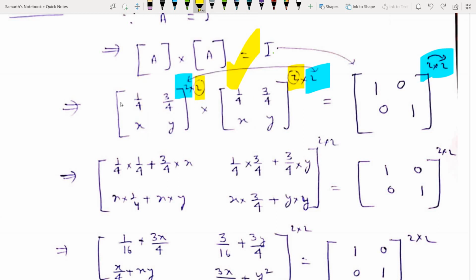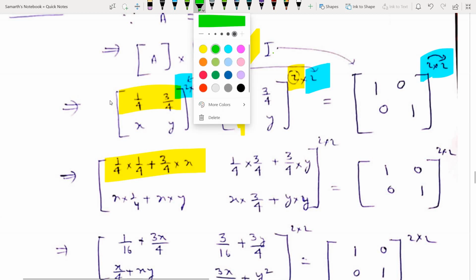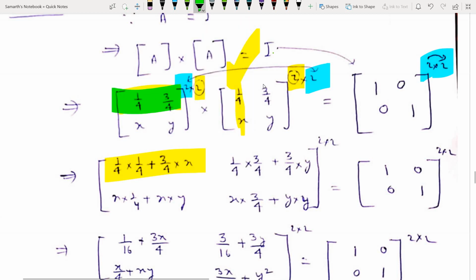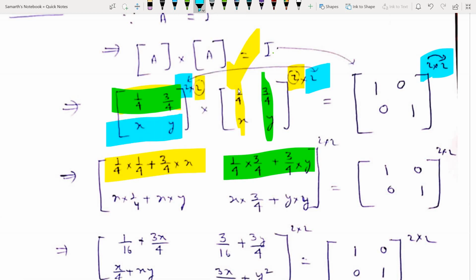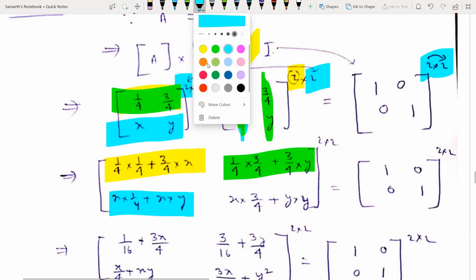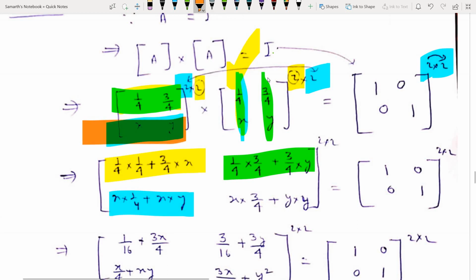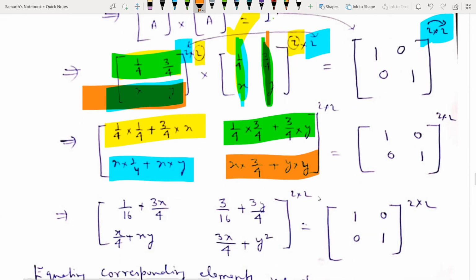First row by first column, you will get the first element. First row by second column, you will get the second element. Then coming to second row, first column, you will get the third element, and second row, second column, you will get the fourth element. And then the right hand side is already written in the form of an identity matrix.